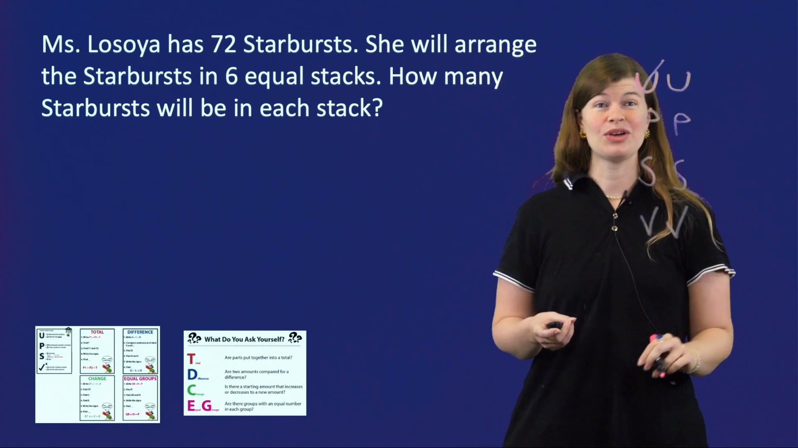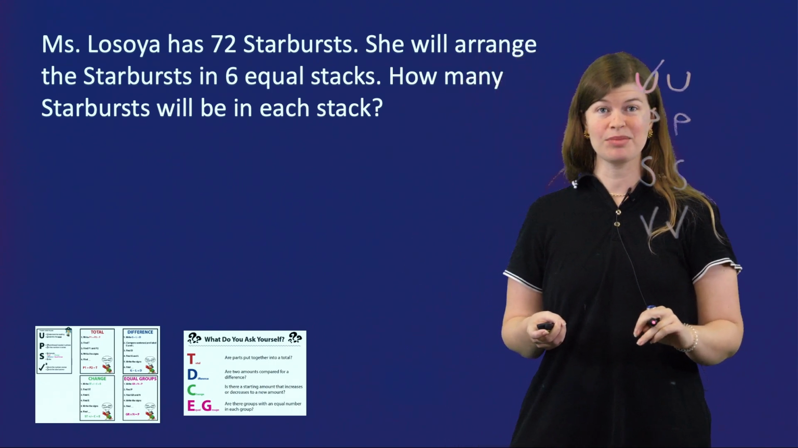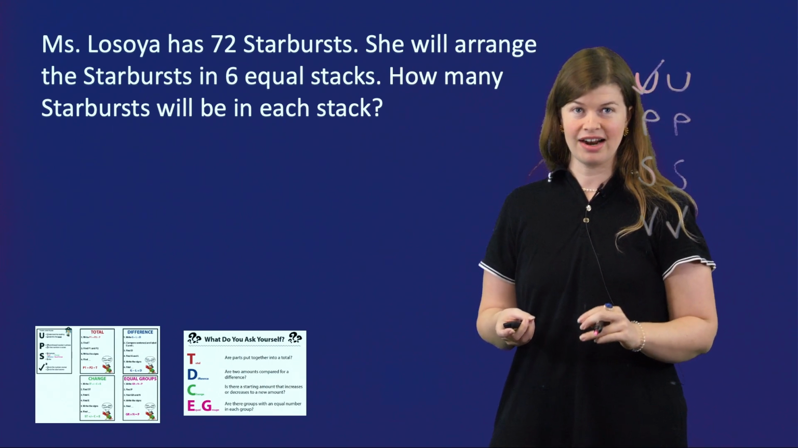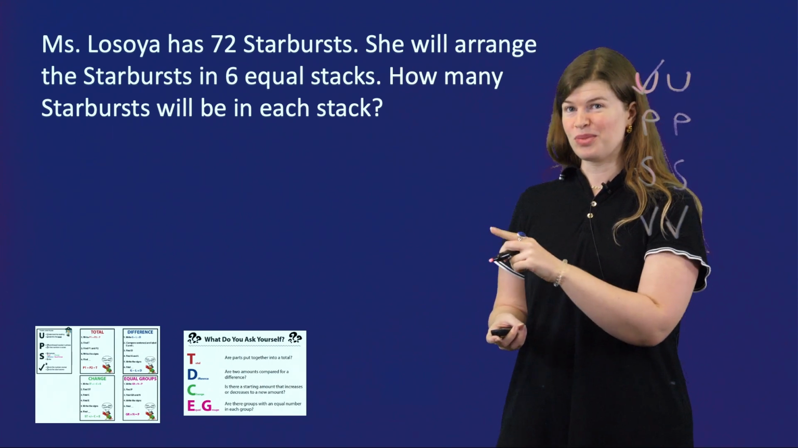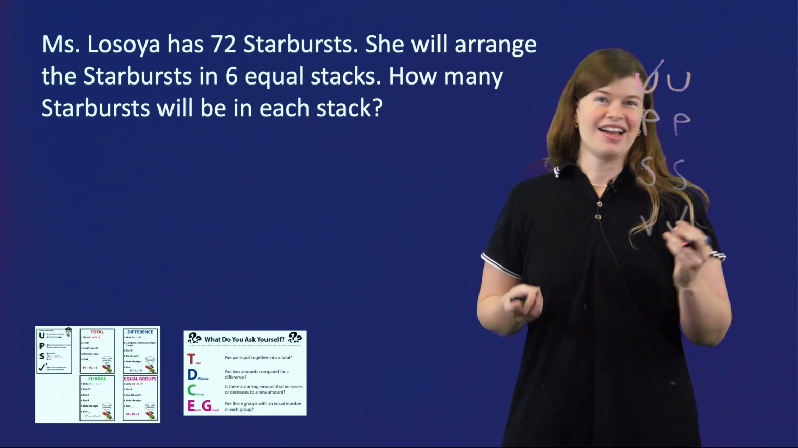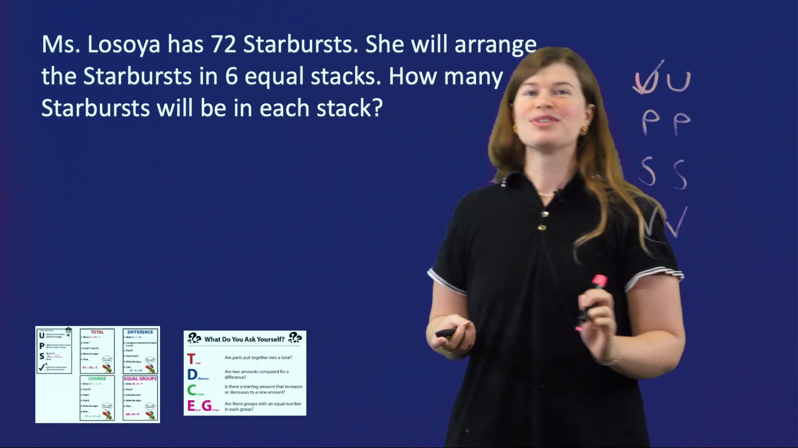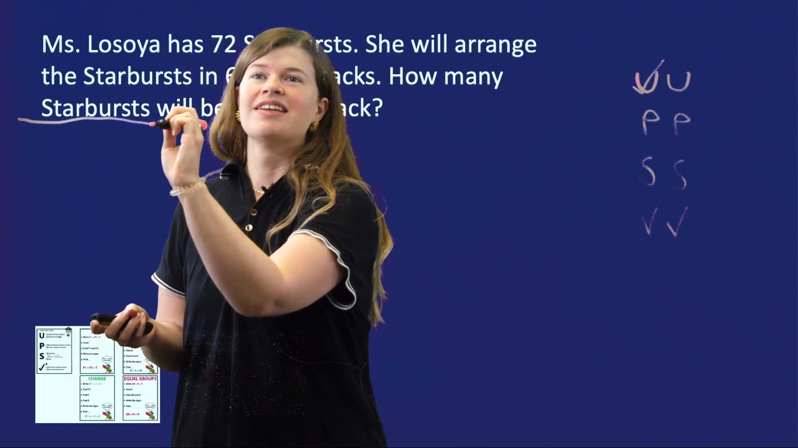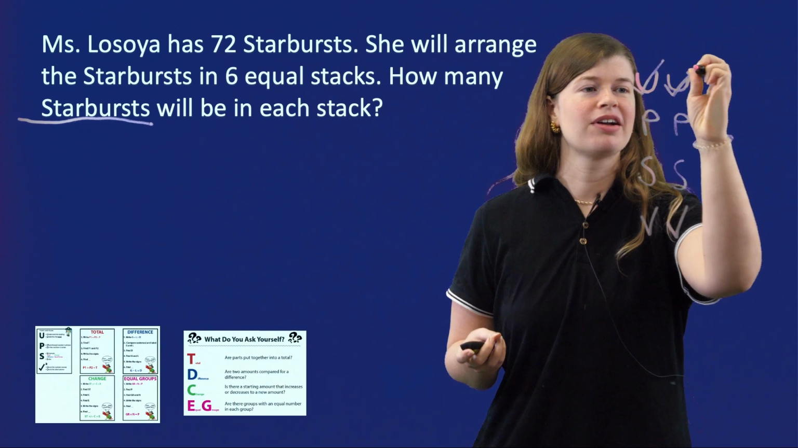Our second letter U stands for underline the label. Our label is typically in our question sentence, so let's look there. How many starbursts will be in each stack? I know this problem's about starbursts, which sounds so good. So let's underline starbursts and give that a check mark.